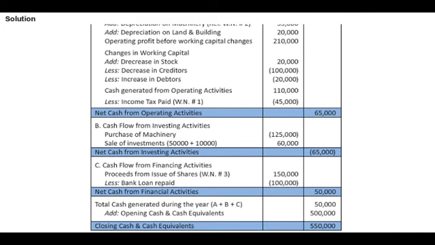Now you will make the changes as far as the working capital is concerned. Working capital basically consists of current assets minus current liabilities.